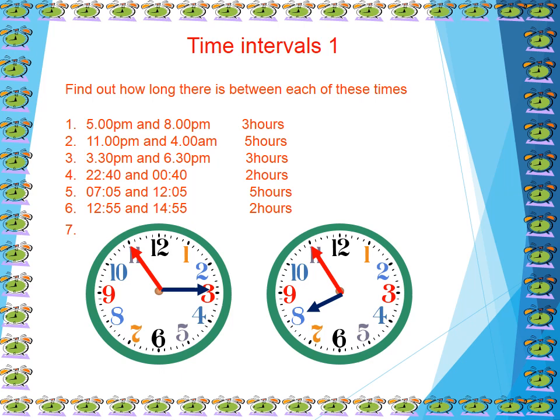22:40 and 0:40. 22 to 23 we have 1 hour. 23 to 0 we have 1 hour also. Total we have 2 hours. 7:05 and 12:05. We have 5 hours. 12:55 and 14:55. How many hours do we have? Yes, we have 2 hours. Number 7, I want you to solve it alone.